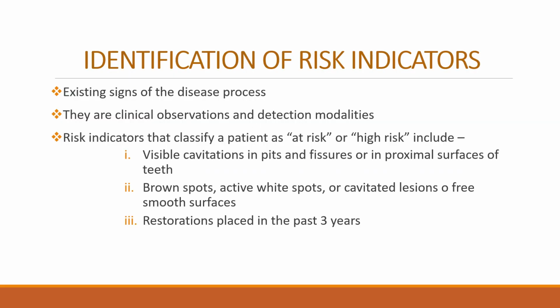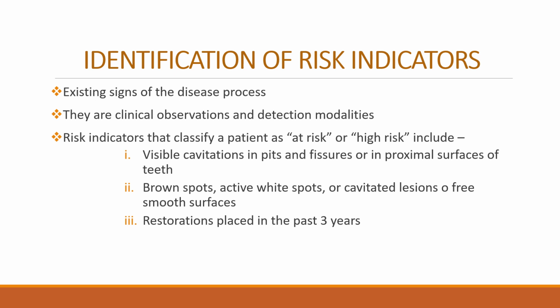So identification of risk indicators is an existing sign of the disease process, and there are clinical observations and detection modalities which are used to identify the risk level status of the patient. Now, risk indicators can classify a patient as at risk or high risk, although this is very subjective and it changes from clinician to clinician.